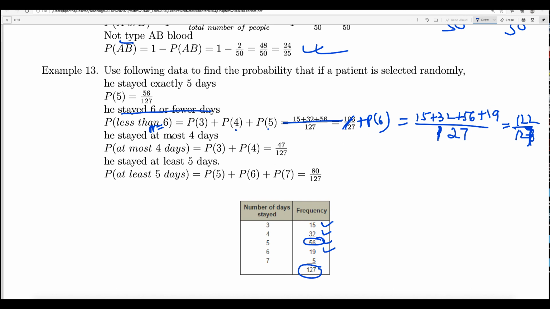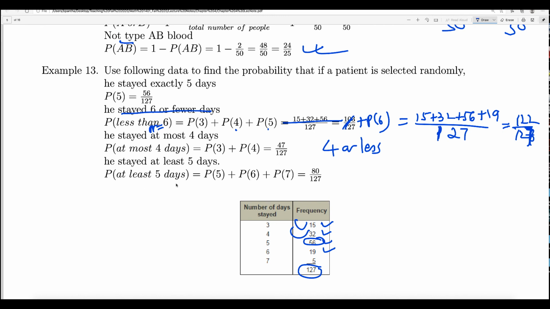Next, he said at most 4. At most 4 means 4 or less, right? So how do you do that? Probability of 3 plus probability of 4. That is this one and this one, right? And then you add them. Probability of 3 plus probability of 4, because 3 has 15 plus 32 will be 47 over 127.